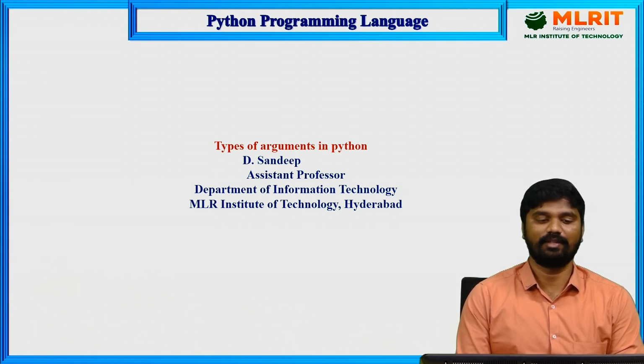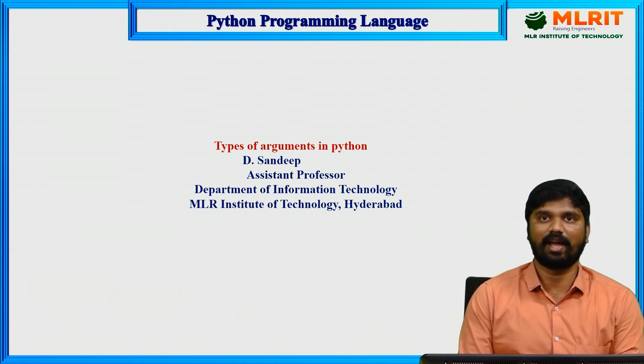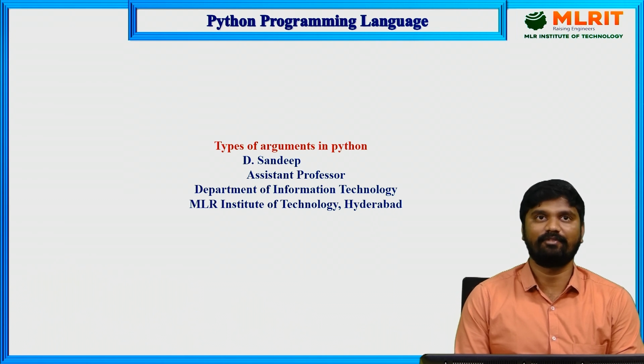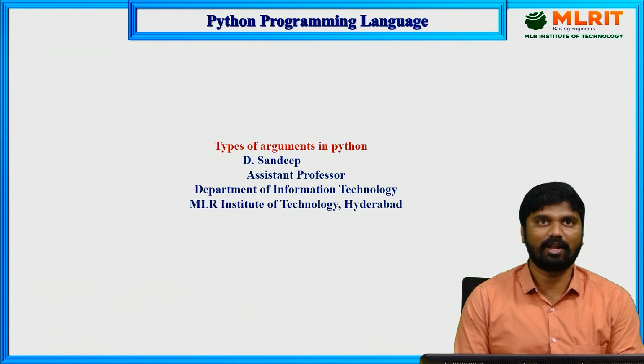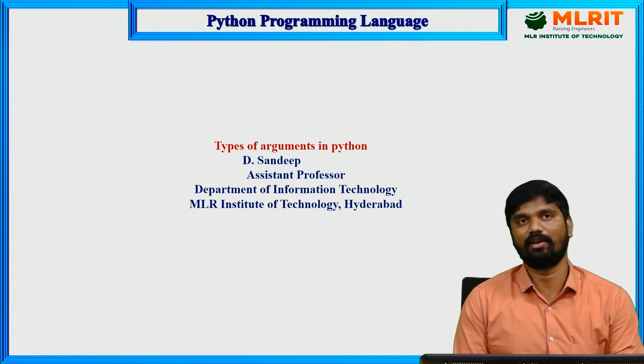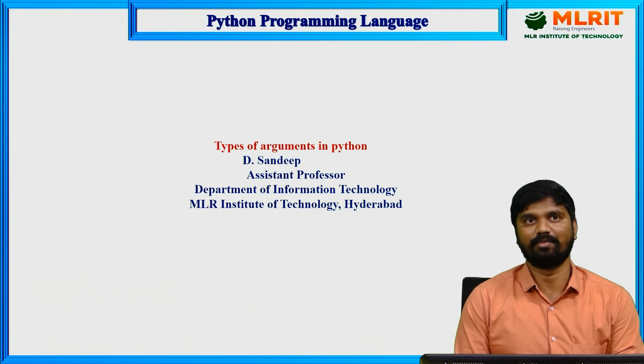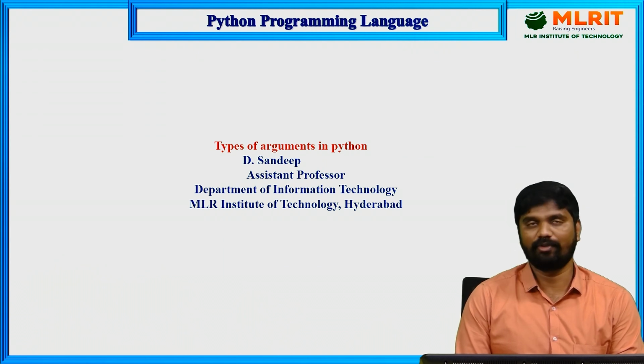So previously, we discussed what types of arguments there are in a Python function. We have two types of arguments, that is formal arguments and actual arguments. Formal arguments are the parameters we pass at the time of function defining, and the values we pass at the time of function calling are called actual arguments.